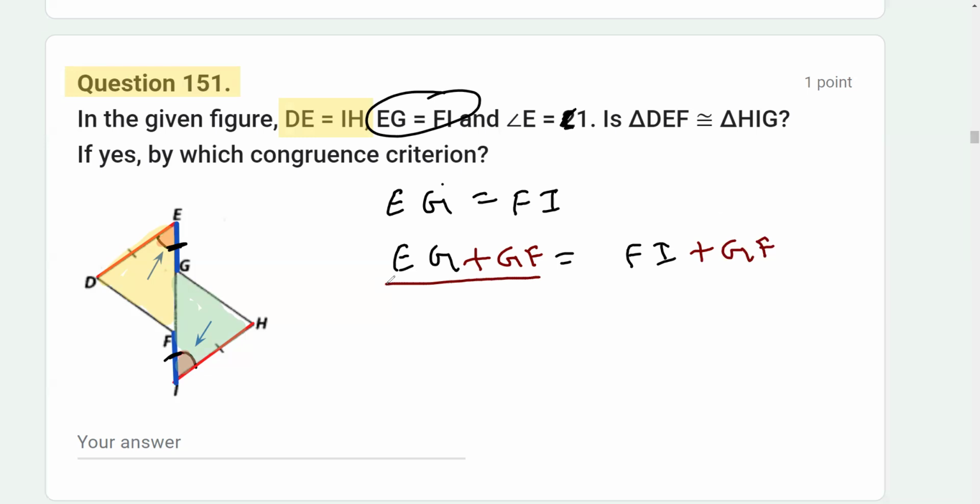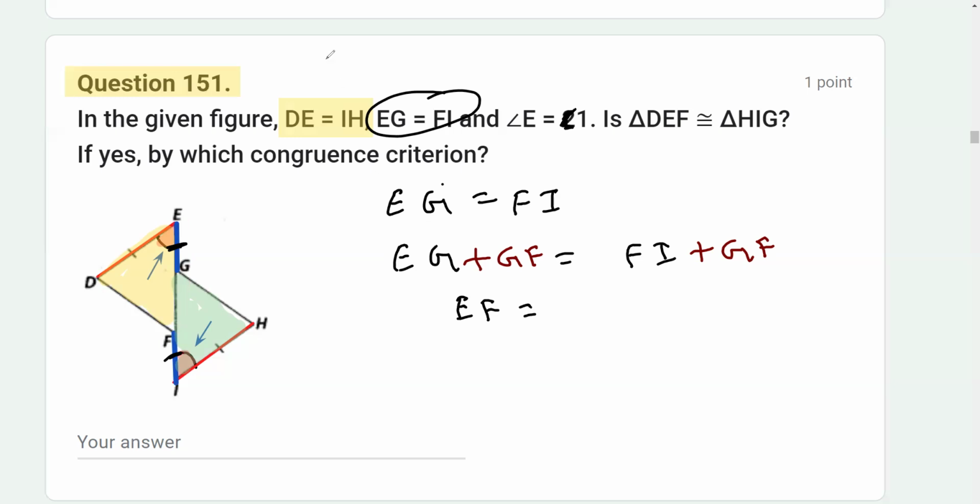Now figure out what is this FG plus GF. FG is this and GF is this. If I add, will I get EF? One more time. This is FG and this is GF. So if I add FG to GF, we should get what? EF. So we'll write here, this is EF.